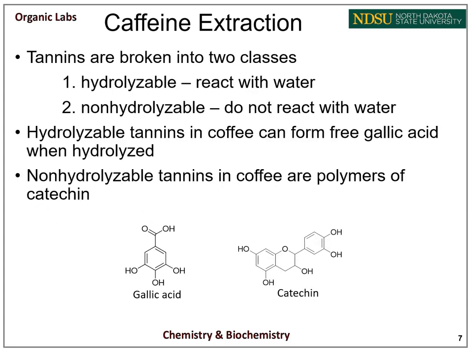Tannins in coffee are broken down into 2 classes: hydrolyzable, meaning that they react with water, and non-hydrolyzable, meaning that they do not react with water. Hydrolyzable tannins in coffee can form free gallic acid when they are hydrolyzed. Non-hydrolyzable tannins in coffee are polymers of catechin.